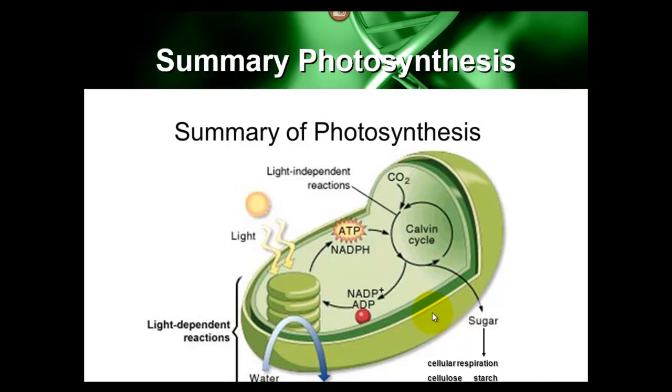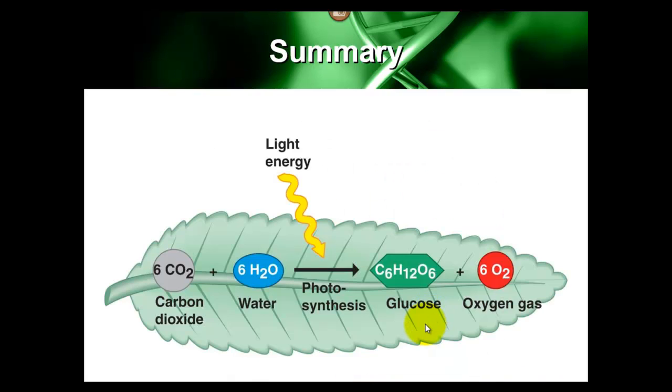Pretty cool. It's the next picture that is really cool. It really sums this up. Here's 6 carbon dioxide molecules, 6 water, and here's some light energy. And it says photosynthesis. Synthesis is a process where you take smaller units and you link them together to make a larger unit.